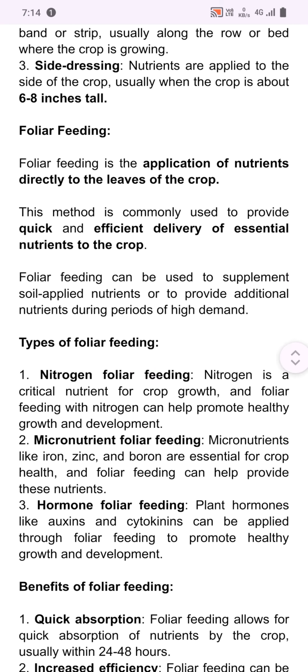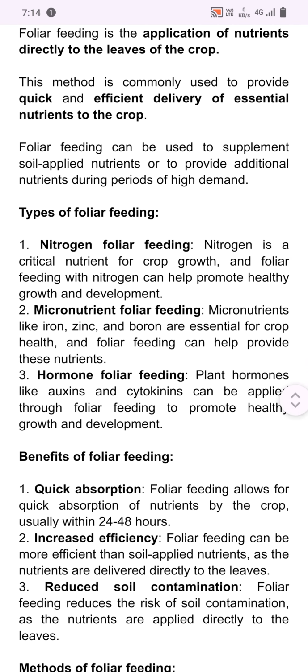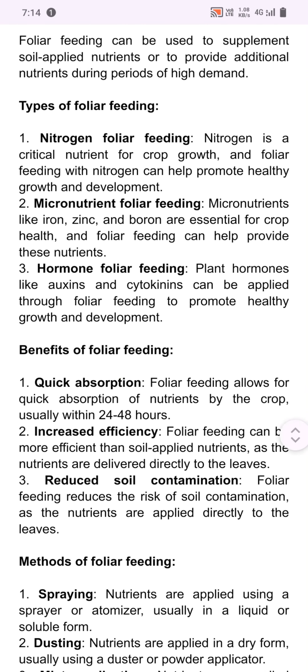Foliar feeding. Foliar feeding is the application of nutrients directly to the leaves of the crop. This method is commonly used to provide quick and efficient delivery of essential nutrients to the crop. Foliar feeding can be used to supplement soil applied nutrients or to provide additional nutrients during periods of high demand. Types of foliar feeding: nitrogen foliar feeding. Nitrogen is a critical nutrient for crop growth, and foliar feeding with nitrogen can help promote healthy growth and development.